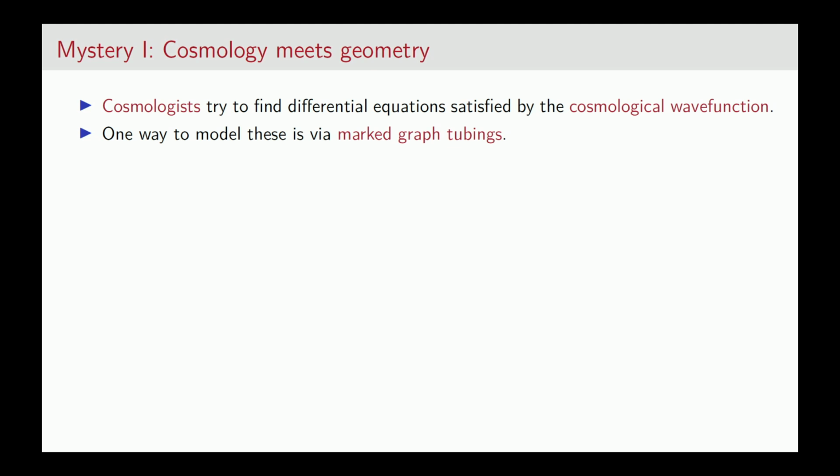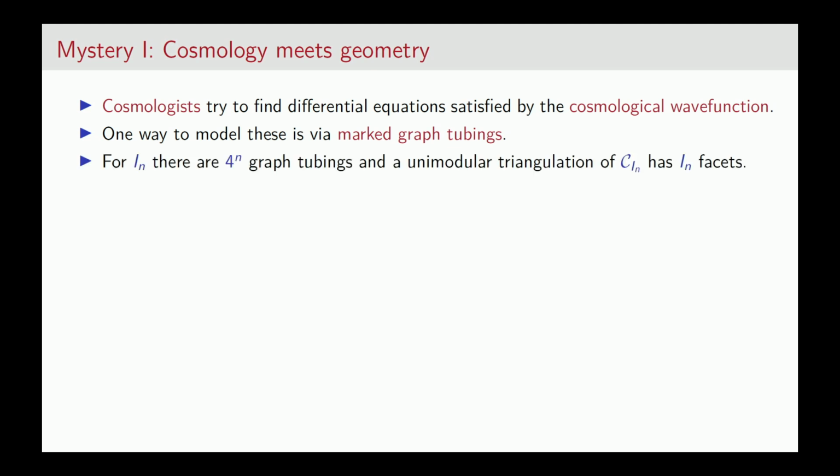First one: as I just said, there is what is called the cosmological wave function, and what cosmologists want to do is compute differential equations that are satisfied by this wave function. Usually what they do is they try to model these differential equations using what they call marked graph tubings. I will show you a picture in a minute, so you will see what it is. If you do this for the path on n vertices, they have 4 to the n graph tubings. And remember, 4 to the n was a normalized volume.